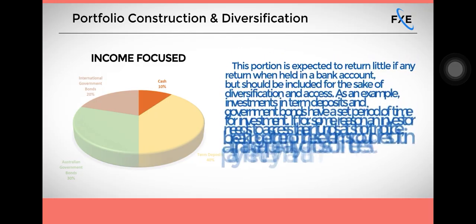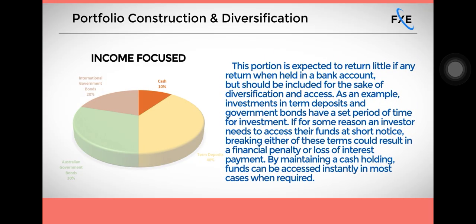This portion is expected to return little, if any, return when held in a bank account, but should be included for the sake of diversification and access. As an example, investments in term deposits and government bonds have a set period of time for investment. If for some reason an investor needs to access their funds at short notice, breaking either of these terms could result in a financial penalty or loss of interest payment. By maintaining a cash holding, funds can be accessed instantly in most cases when required.